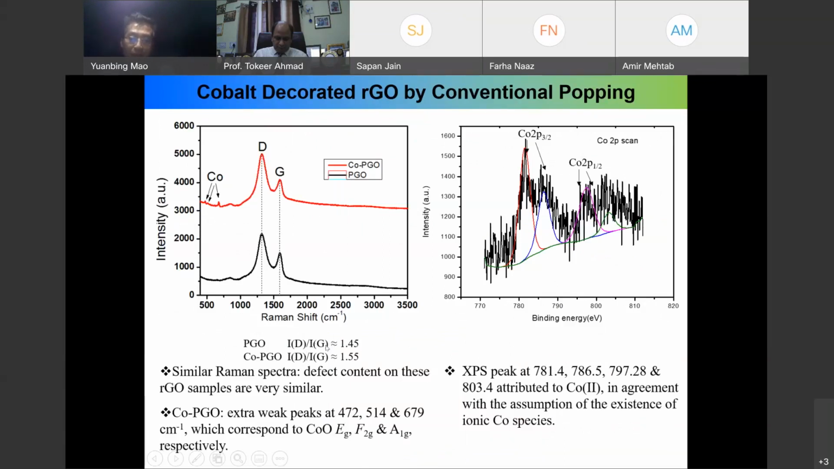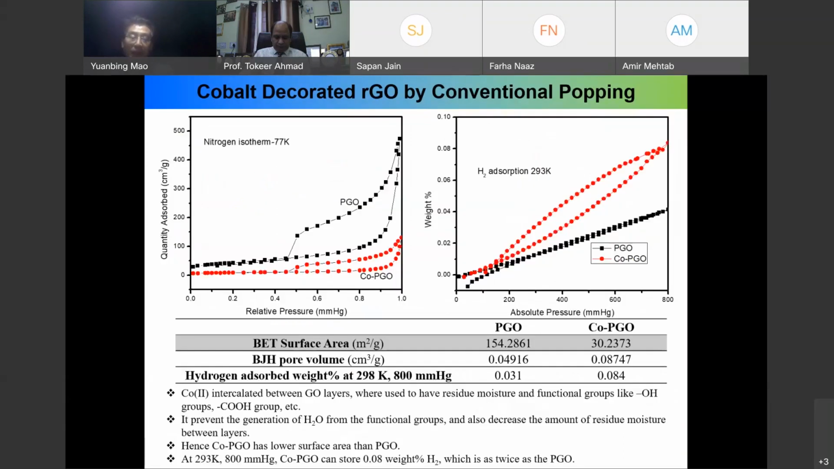And then for this one, from the XPS, we did see the cobalt. So there is cobalt in the samples, right? And then we did the nitrogen isotherm and also the hydrogen adsorption. This is at room temperature, this is at liquid hydrogen temperature. So we see that the pristine graphene oxide has a good surface area, but once we add cobalt into it, the surface area decreased again. So that's still some improvement we should do there.